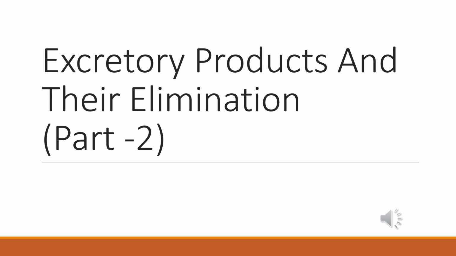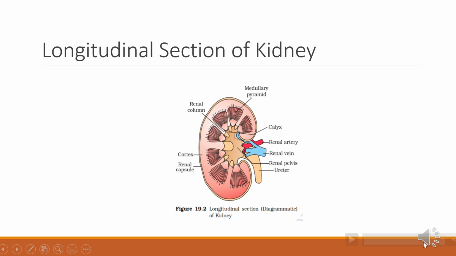So let's go through longitudinal section of kidney. Now in this slide you are watching longitudinal section of kidney. So inside the kidney there are two zones. An outer is called cortex and the inner one is called medulla. The medulla is divided into few conical masses which are called medullary pyramids projecting into the calyces.